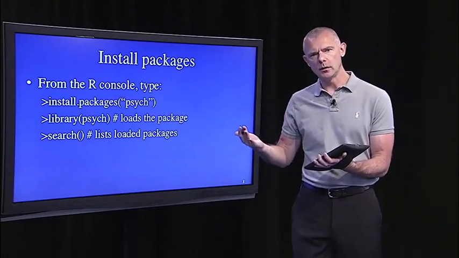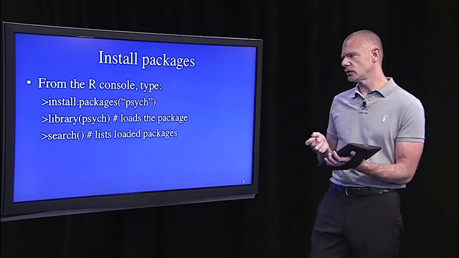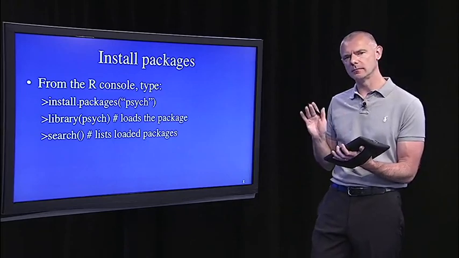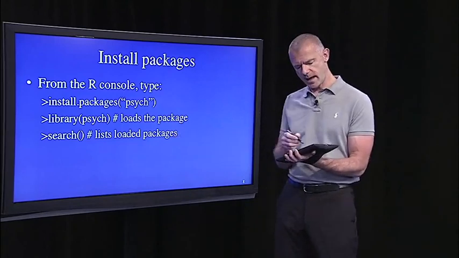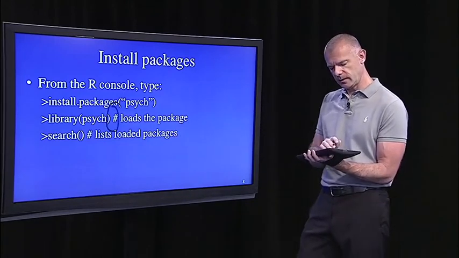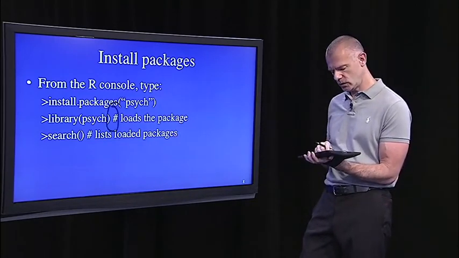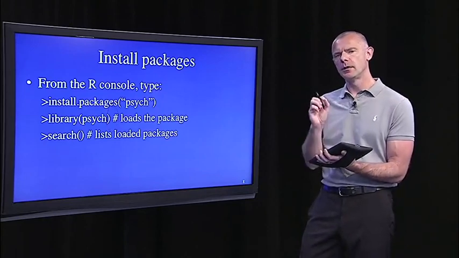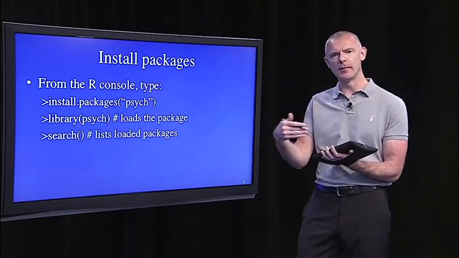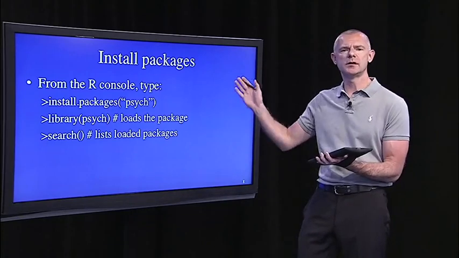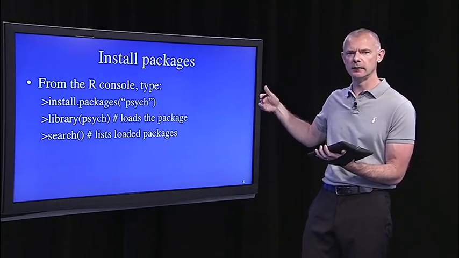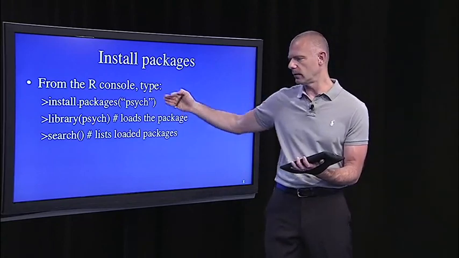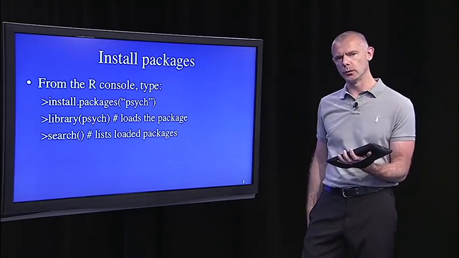Then you have to load the package. To do that, just type library, open paren, psych, close paren. Notice here I have this pound sign and it says loads the package. That's because in R, the pound sign denotes a comment is coming. So I'm going to start doing that in my slides, just putting the pound sign in to put in a comment on that line of code.